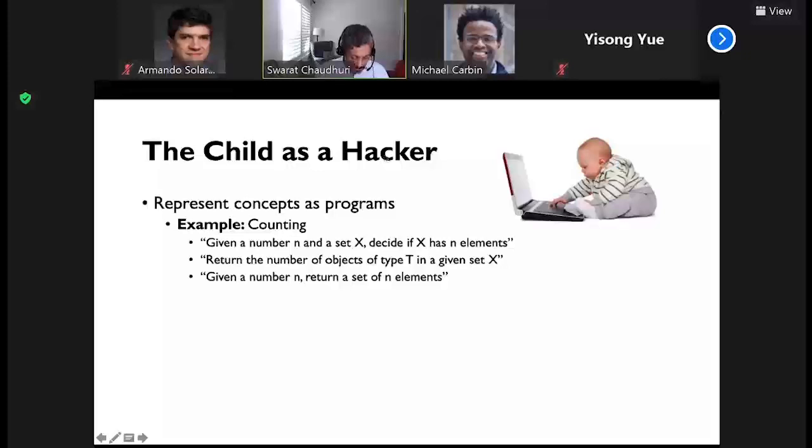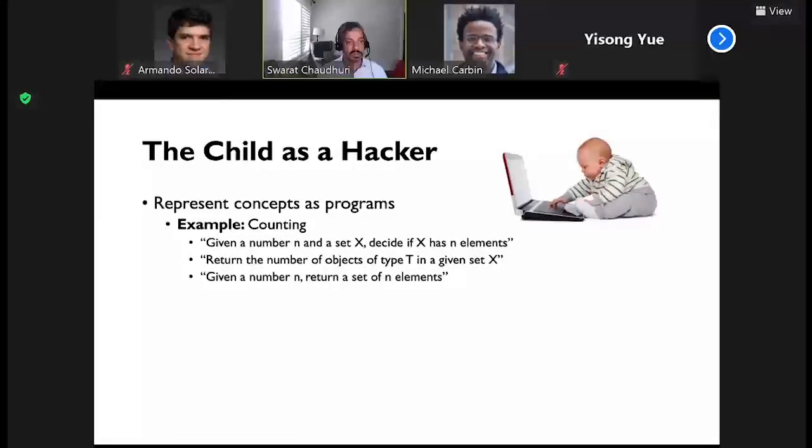Now, the way this relates to the current project is that some folks, such as Noah and Josh and Zena and other folks in their team, they have been for some time advocating the idea of the child as not only a scientist, but a computer scientist. And so what this means is that these concepts that children hold, these concepts are very naturally represented as programs.